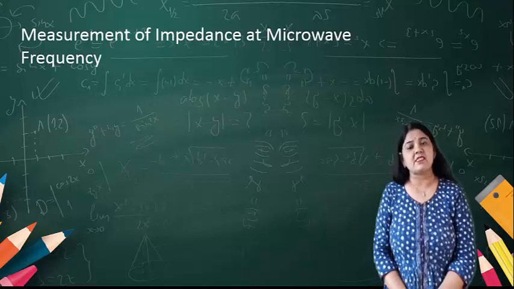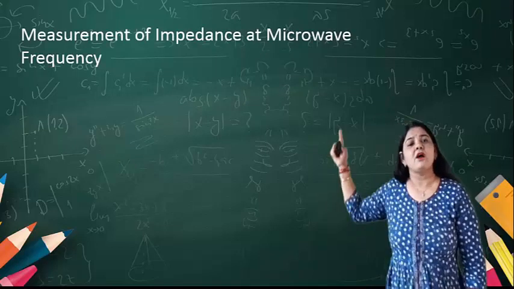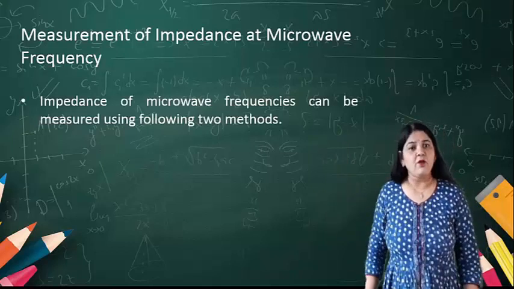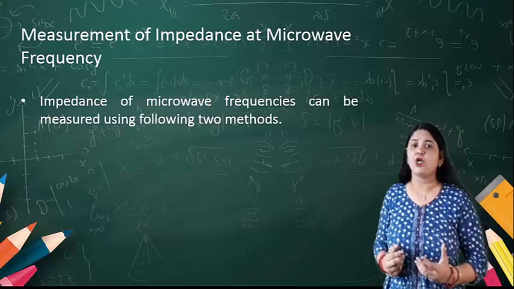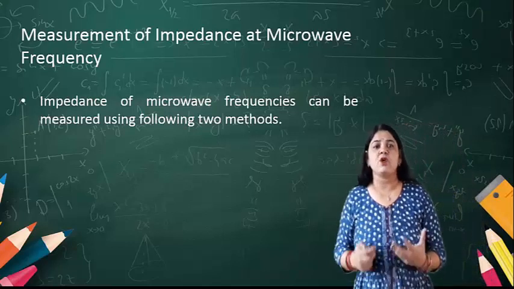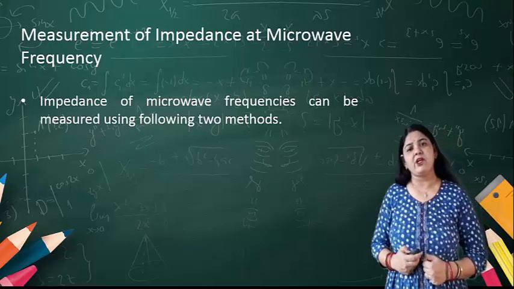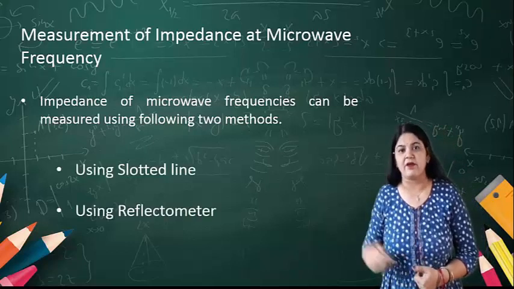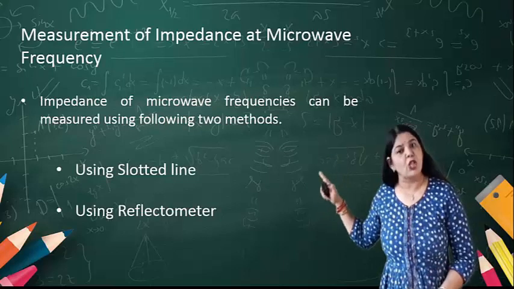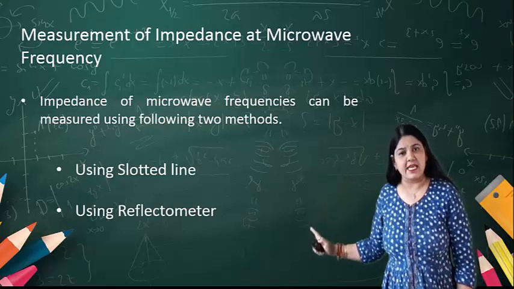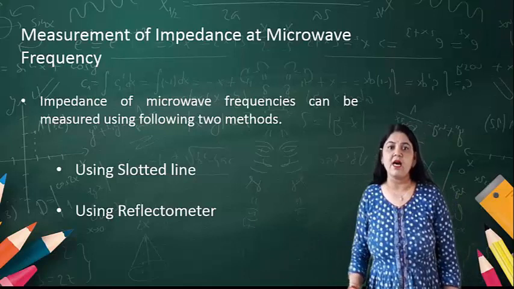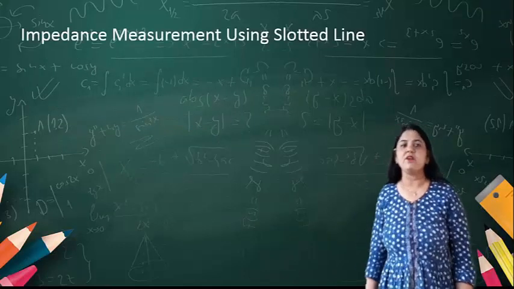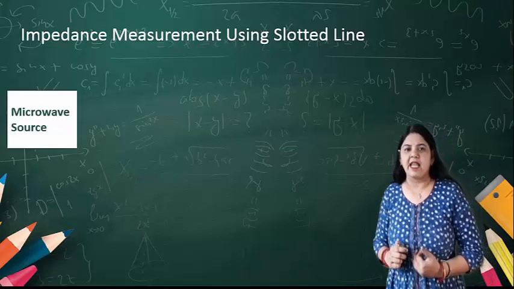Next is the measurement of impedance at the microwave frequency. Impedance at the microwave frequency can be found out by using two methods. The first method is the slotted line method, and the second method is to use the reflectometer. So first, the method using the slotted line.